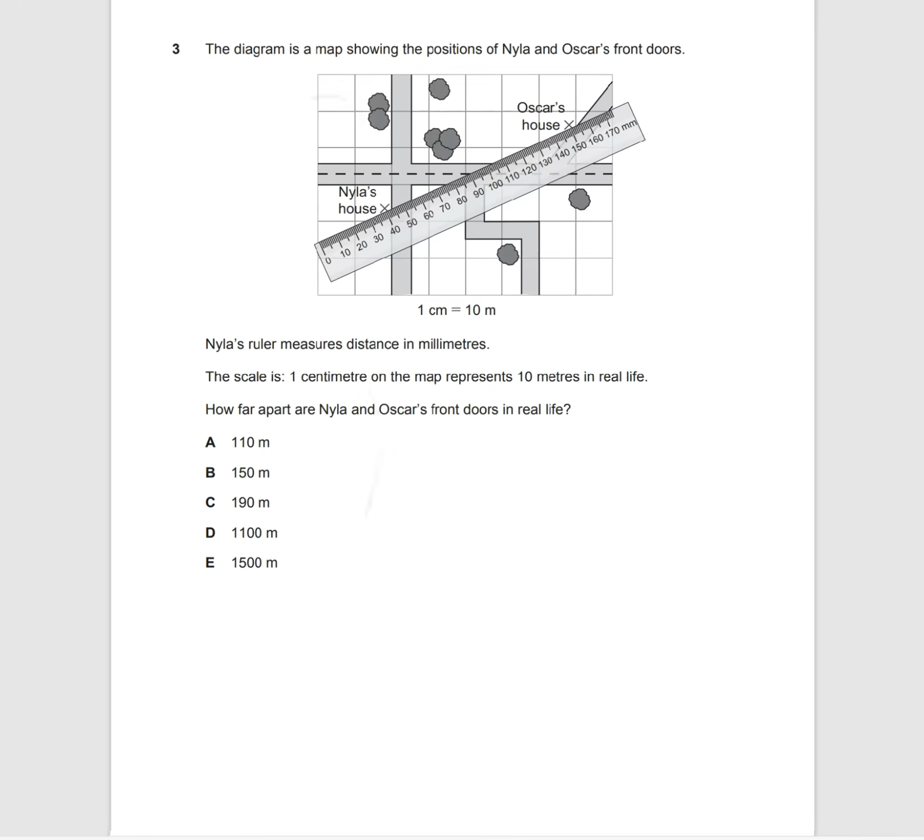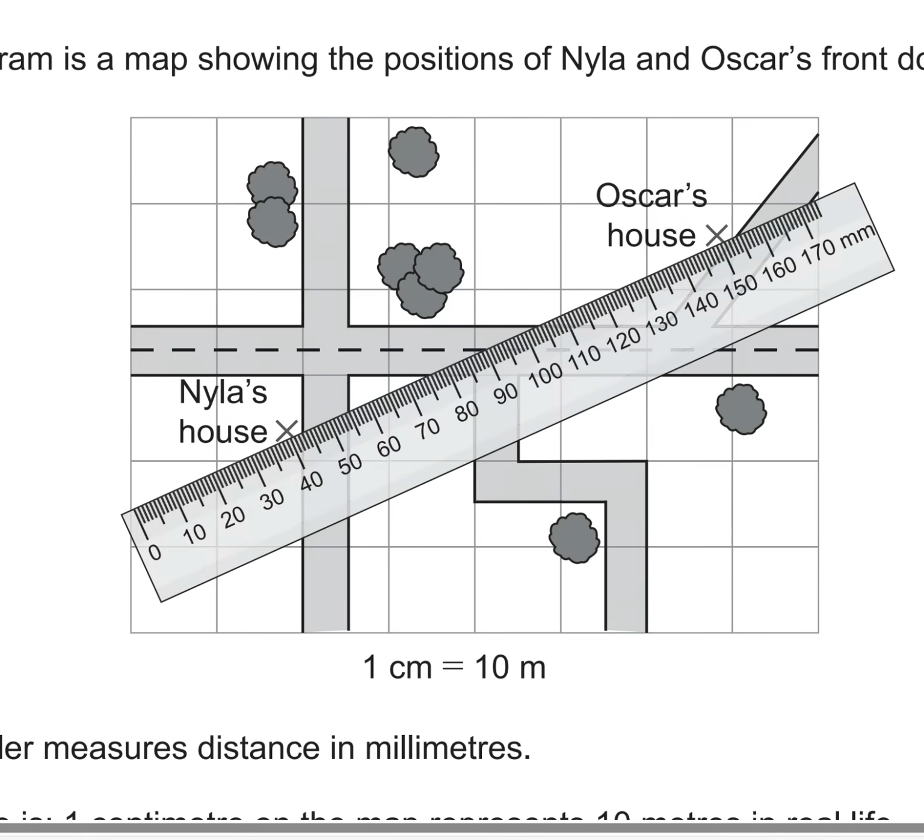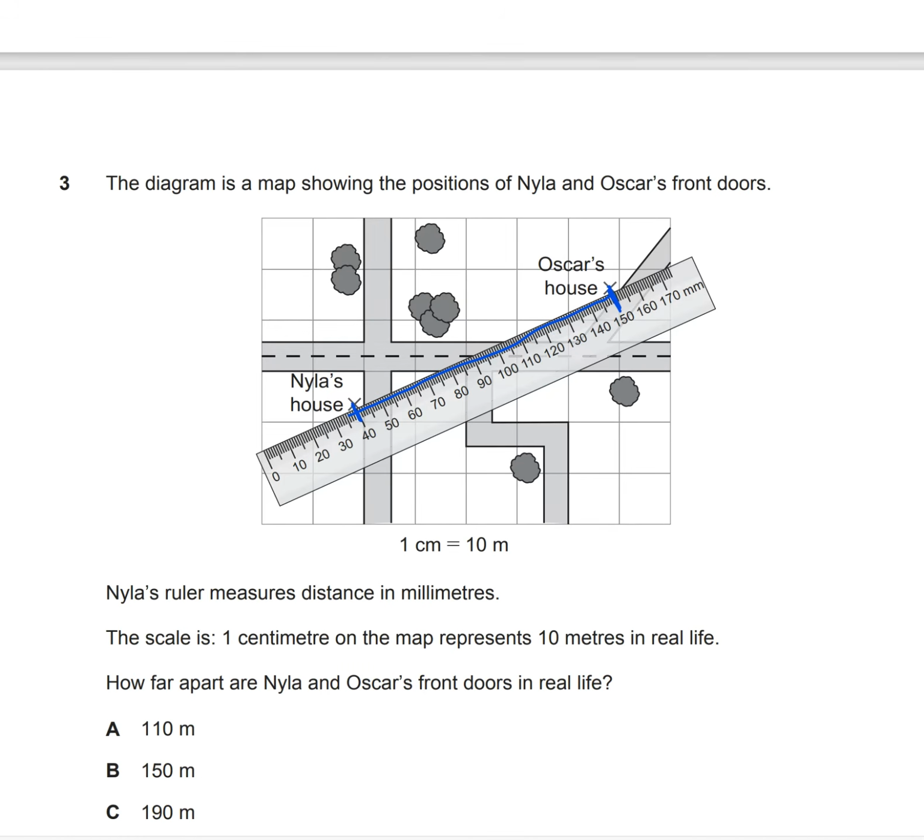So we're going to measure. Let's zoom in and have a look at this ruler. Okay, the ruler is going from 40 until 150. So to measure this distance here, what we're going to do is 150 minus 40. And when I do that, we get a distance of 110 millimeters.